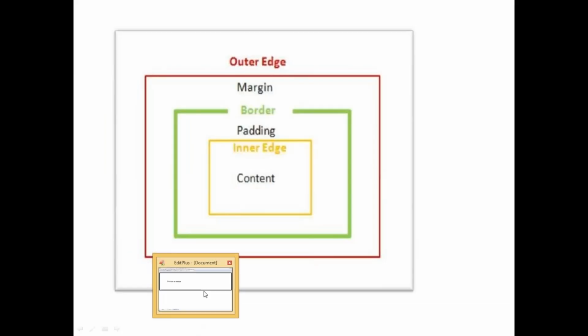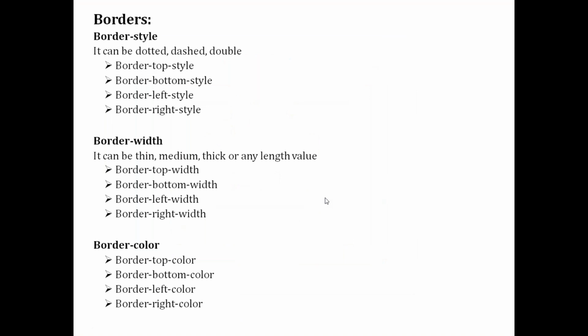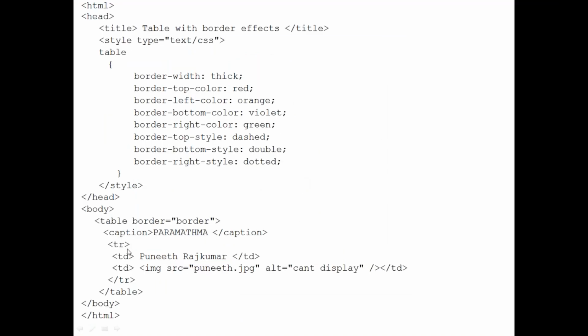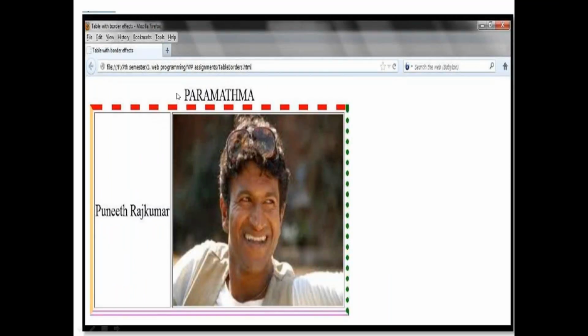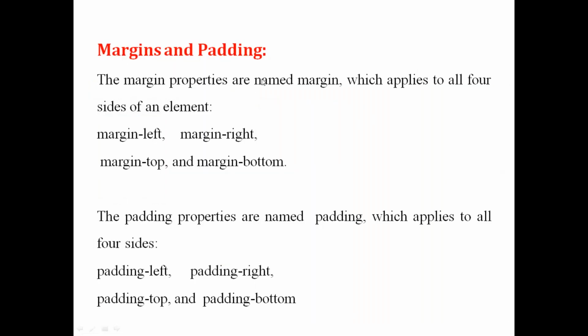I'll show you another example. This is an example of borders. See here, the border style is different, this border style is different. This color is different, this color is different. The margin and padding you know already. The margin left, margin right, margin top, margin bottom you can apply. Cell padding, padding left, padding right, padding top, padding bottom also you can apply.